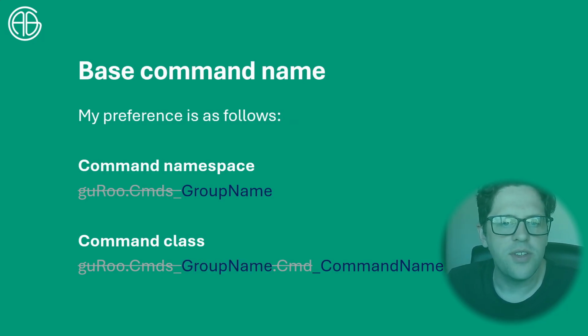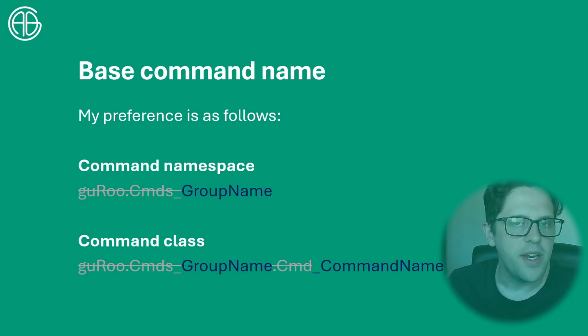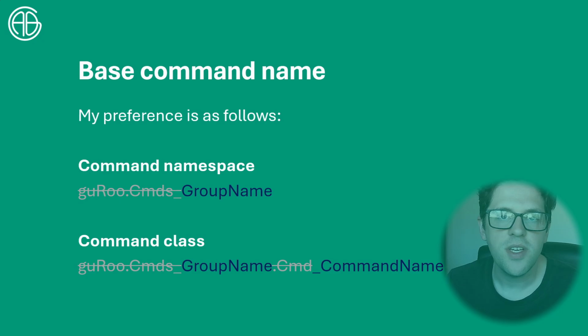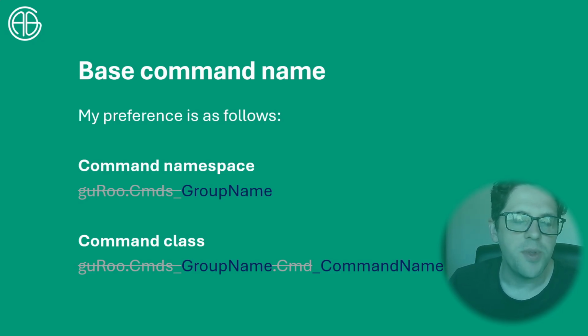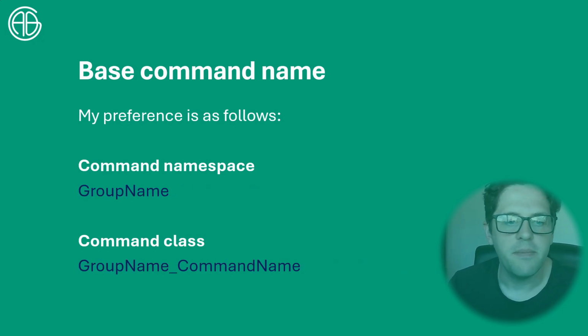So we're going to look at the concept of the base name, as I call it, the base command name. If you take out all the bits and pieces that are there to keep it organized in Visual Studio, what are you left with? So for a command namespace or a group, generally we take off the name of your addin.cmds underscore. And then for the command class itself, we also replace the .cmd, leave the underscore, and you end up with the group name underscore command name like this.